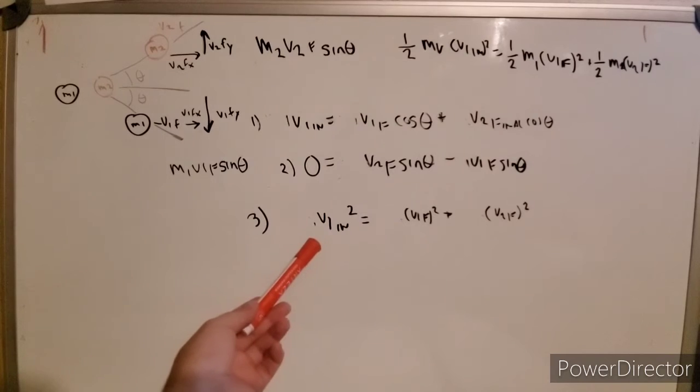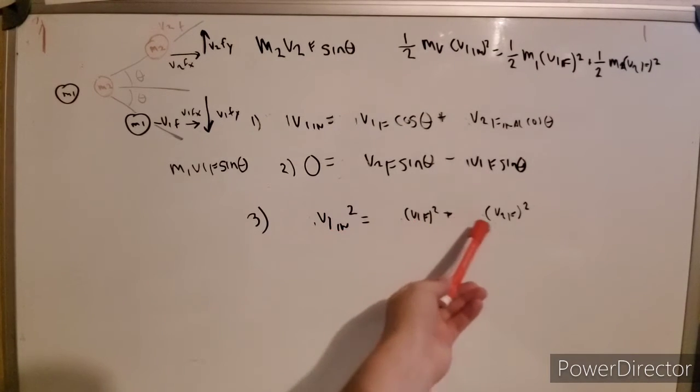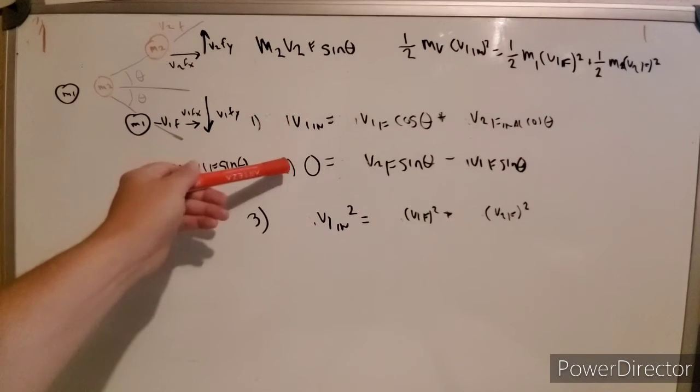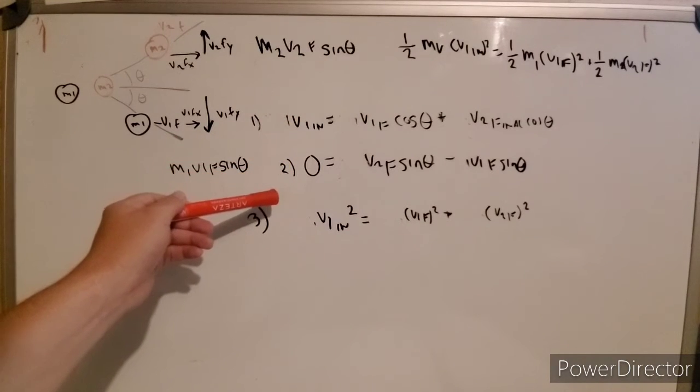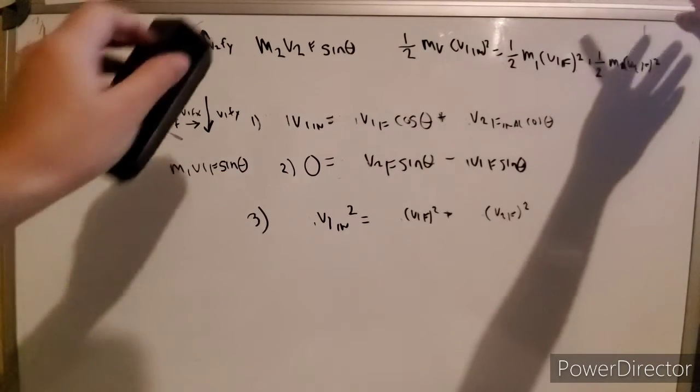So now looking at our three equations, we notice that this one is the only one that's squared. But equation 1 and equation 2 are not squared, so what we're going to have to do is square these two equations as well. So let me clean this up.